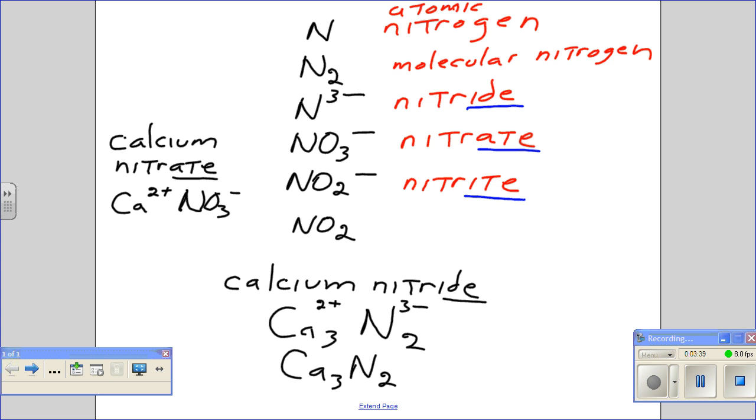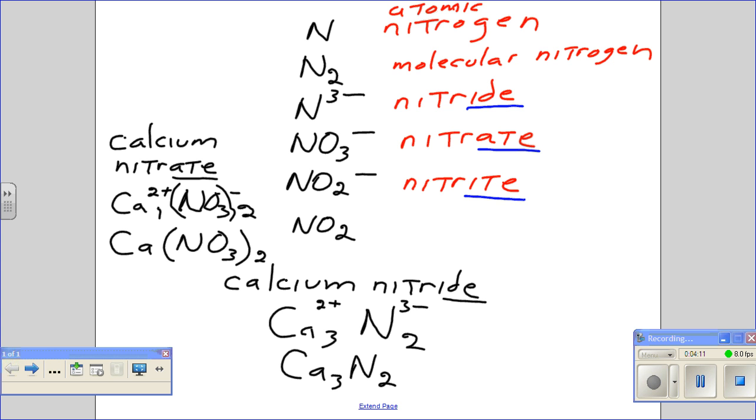So how many calcium do I need to get a +2? 1. How many nitrate do I need to get a -2? I need 2 of those. Note how that looks like NO32. To get past that, you put your polyatomic in parentheses, and that lets you know that there are 2 NO3s. So the final formula, you don't write 1s. The final formula is Ca(NO3)2 for calcium nitrate.